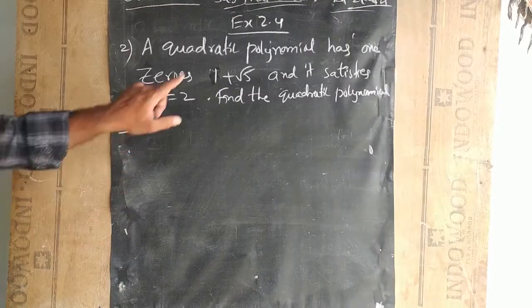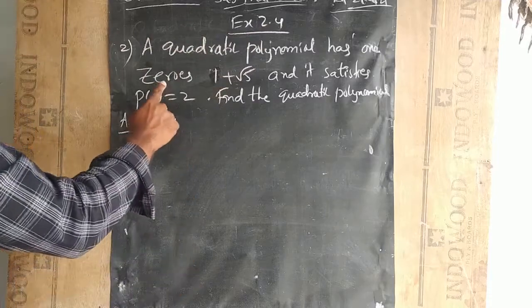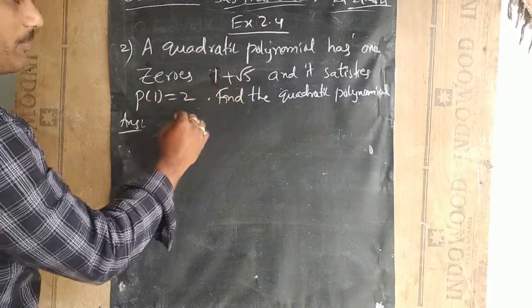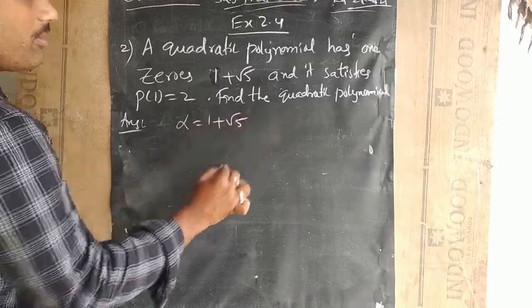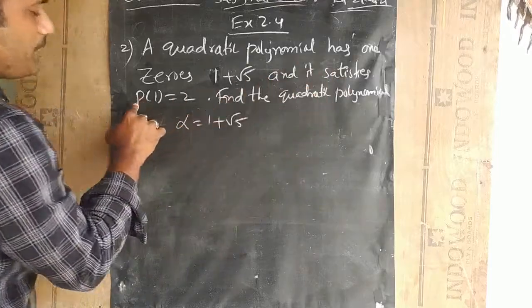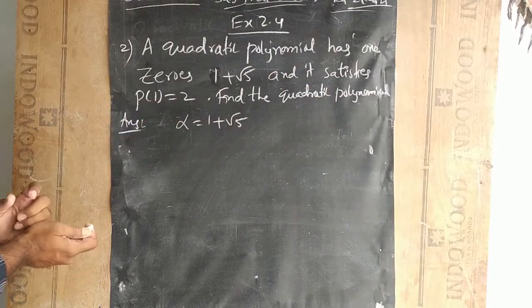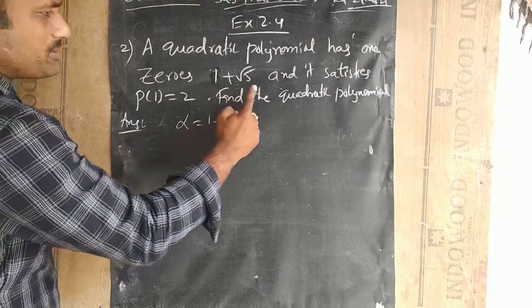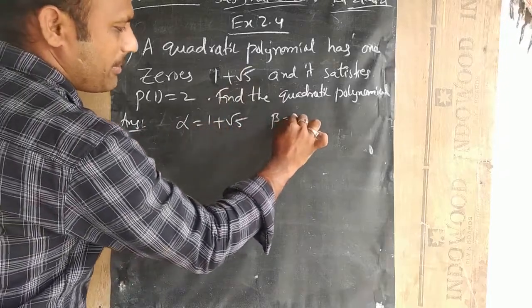Let us continue this exercise 2.4, second question. A quadratic polynomial has 1 plus root 5 as a zero. It means alpha is 1 plus root 5, and it satisfies p of 1 is equal to 2. So p of 1 value is 2. In that case, first alpha is 1 plus root 5. We don't know the beta value, let it be as such.